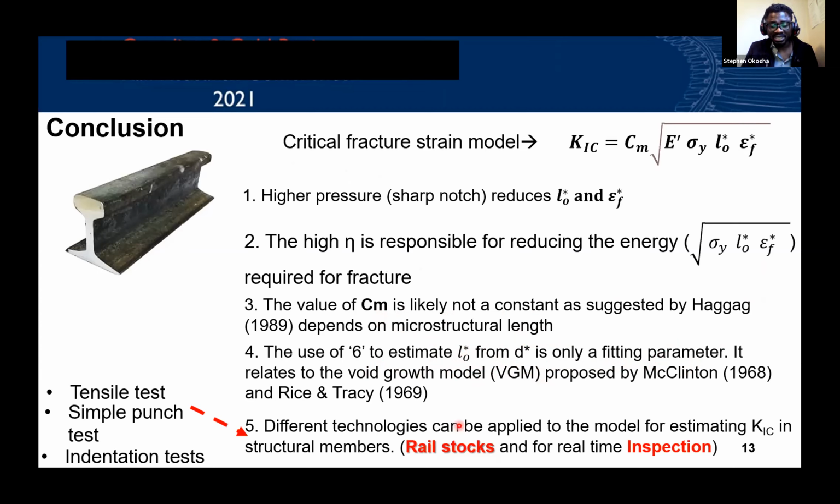And most importantly, the 5th point is that we can use different technologies right now in estimating the fracture toughness. Technologies like the tensile test, the simple punch, indentation test, they can help us in estimating the fracture toughness. And so when we have real stocks, we can just test them quickly and know what's going on. And possibly in the future, with better technologies, we can use it for real-time mechanical inspection.